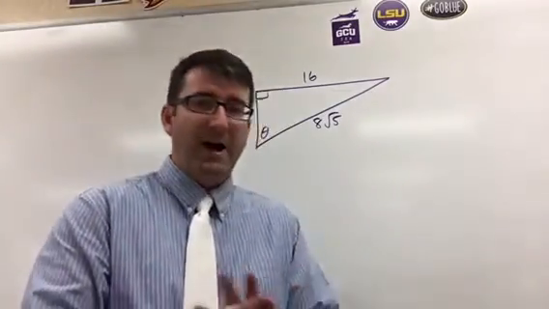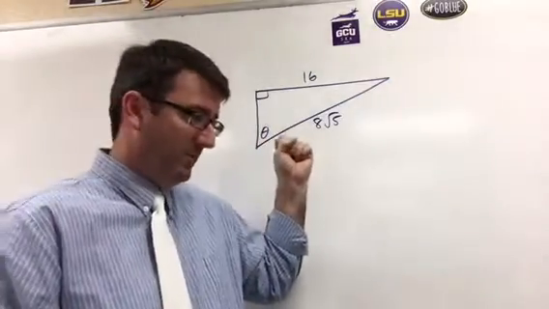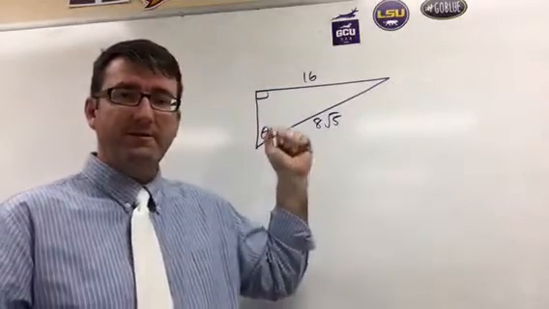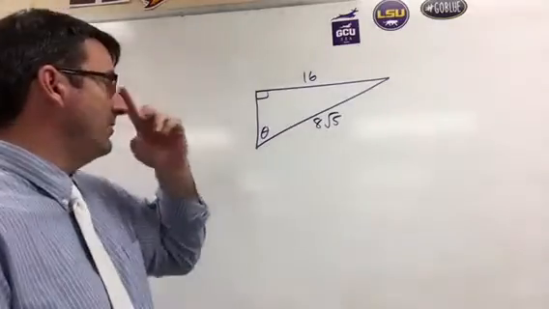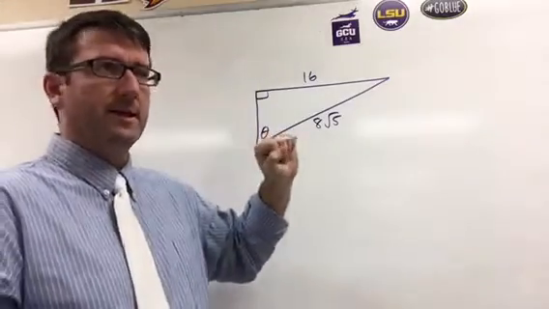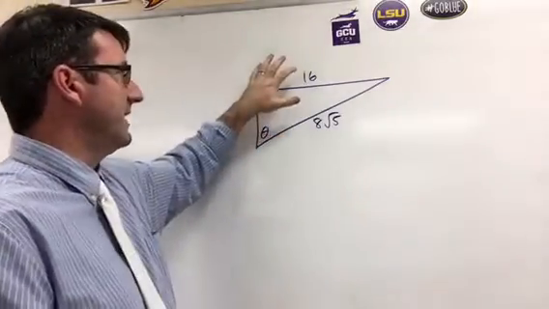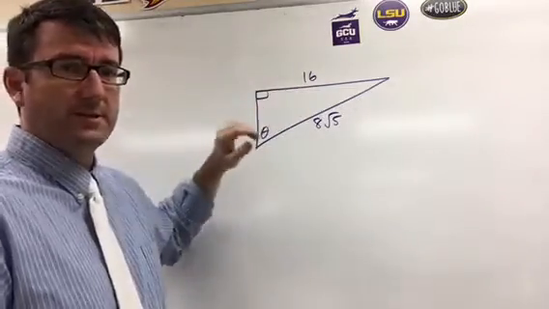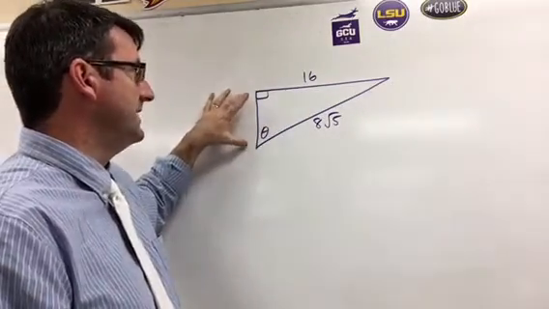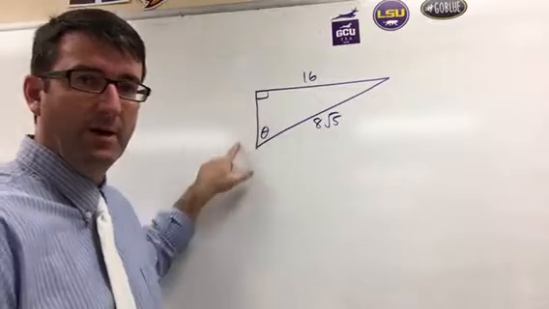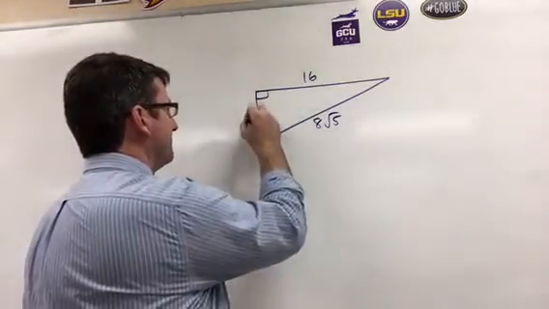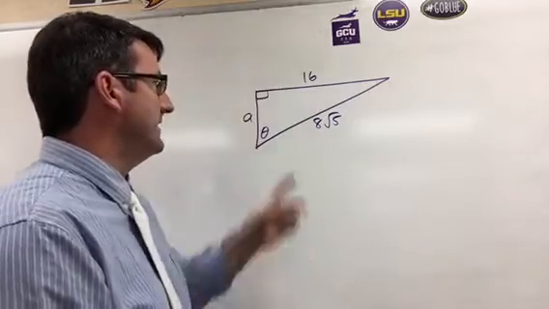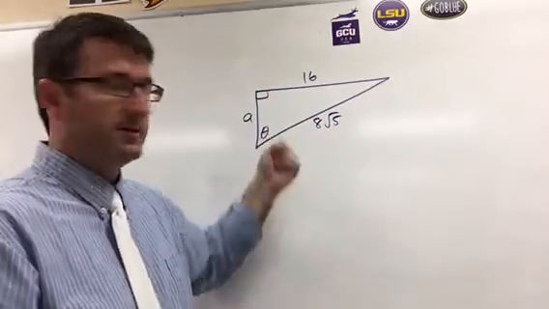All right, number 5, we're given this triangle and we're asked to find the cotangent of theta. Now, cotangent is the adjacent side divided by the opposite side. And so before we can figure out what the cotangent of this theta is, we're going to need to know the adjacent side. So for right now, let's call that A. And then we'll use the Pythagorean theorem to find A.